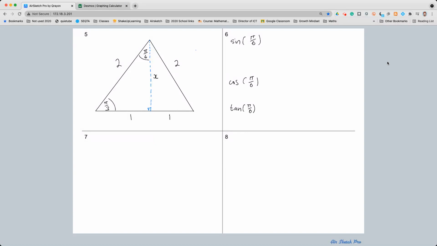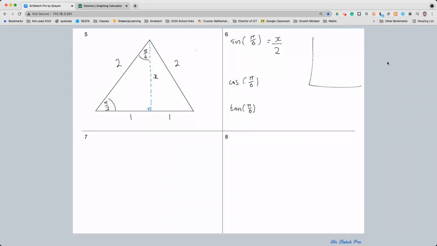Okay, really quickly. Sine of pi on 6 is opposite over hypotenuse. So that's x over 2. We don't know what x is, so we're going to have to work it out. I'll just do it over here.